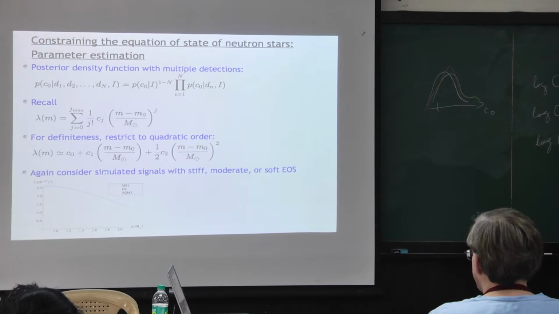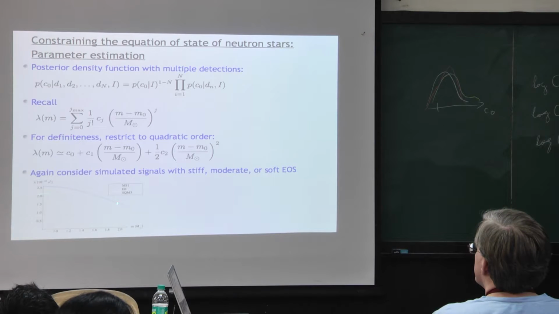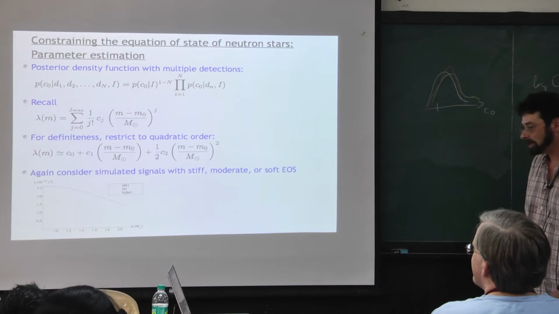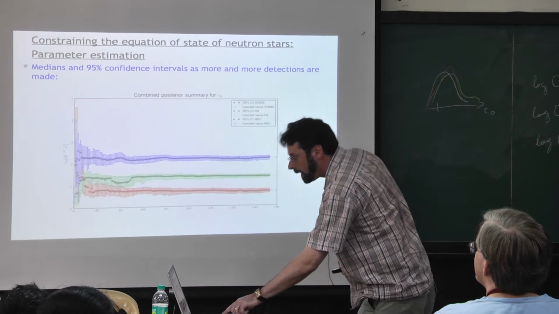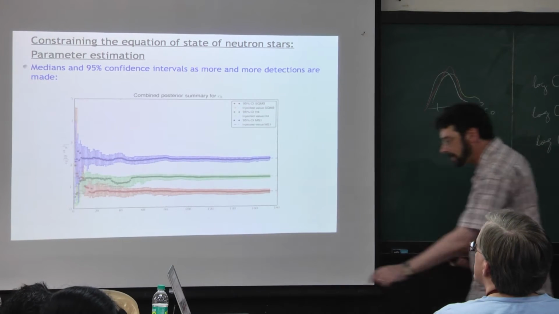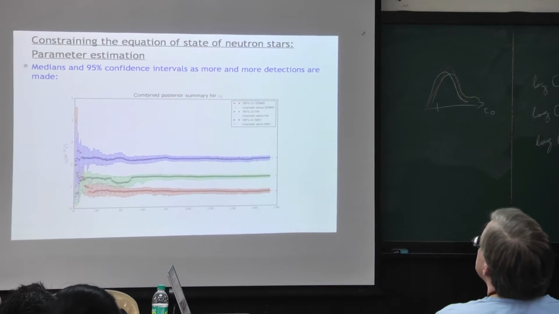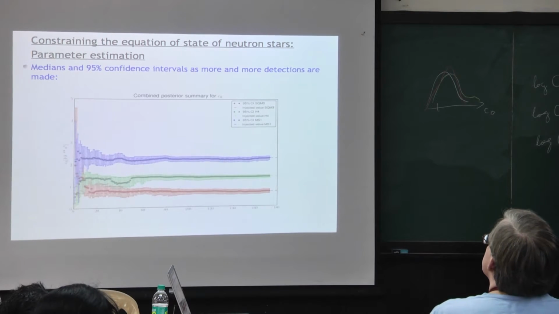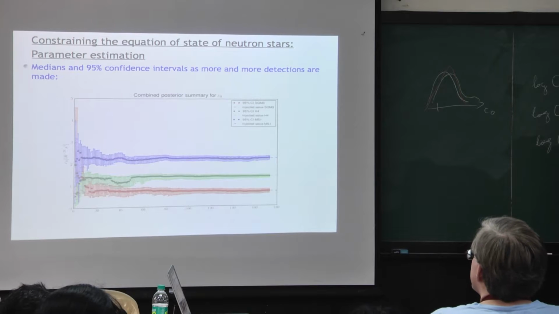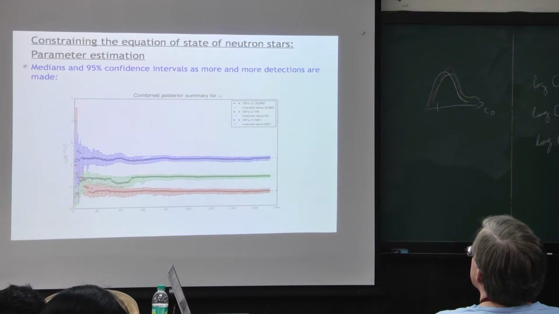And we're going to consider simulated signals, again with a stiff, a moderate, or a soft equation of state. In fact, the same choices that I showed before. And what do we get? This is the result for C naught, the zeroth order parameter in this truncated Taylor expansion. So what am I showing here? Remember that for a given equation of state, you have a given value of C naught. There's going to be a correct value of this parameter, and that is given by the dashed lines. So this is the value of C naught for the stiff equation of state, for the moderate, and for the soft equation of state. All right?